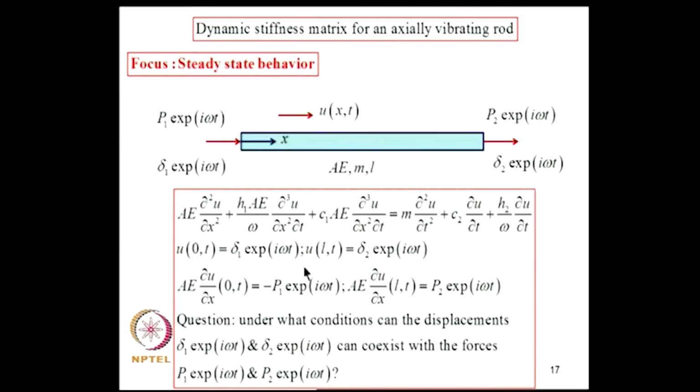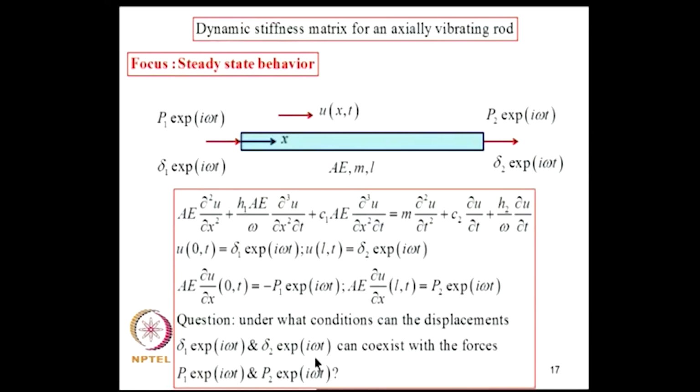Now, what are the boundary conditions? At x equal to 0, this is a displacement delta 1 e raised to i omega t. At x equal to L, this is a displacement, and we are assuming that the forces coexist. Therefore, the other boundary conditions are on forces. This is axial thrust, which is P1 e raised to i omega t, and at x equal to L, it is P2 e raised to i omega t. So, under what conditions can the displacements delta 1 and delta 2 e raised to i omega t coexist with forces P1 e raised to i omega t and P2 e raised to i omega t?